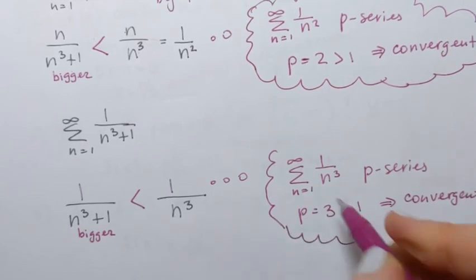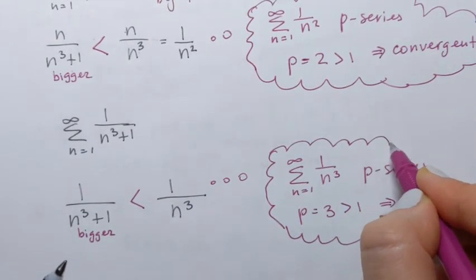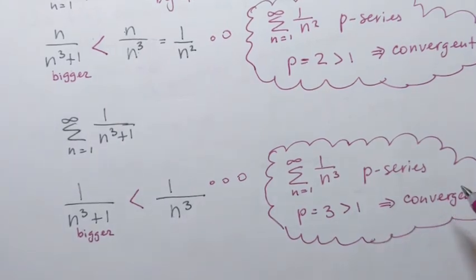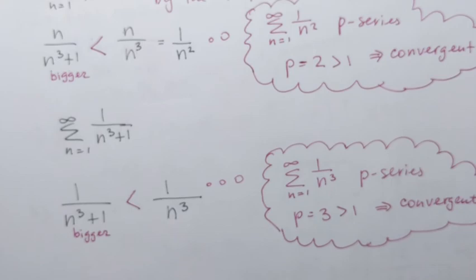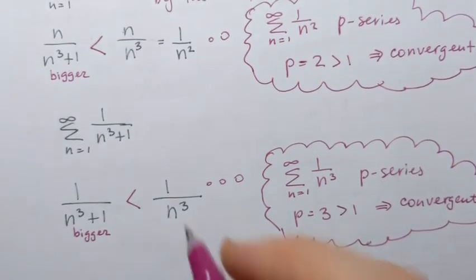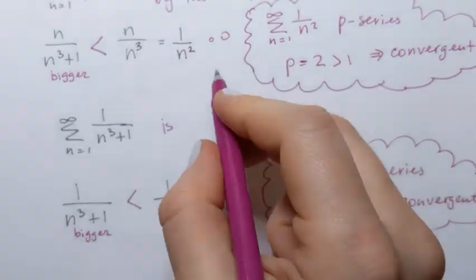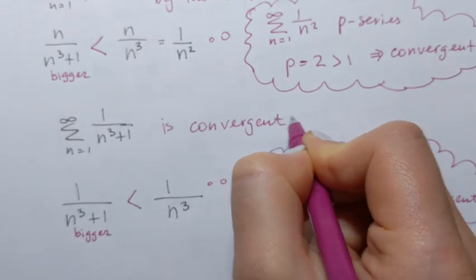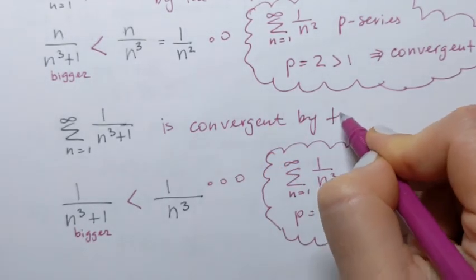And using the same logic, we're going to say if a series with the larger terms is convergent, or equals a finite sum, then definitely a series with the smaller terms should equal a finite sum. It cannot be infinity. So this series is also convergent by the comparison test.